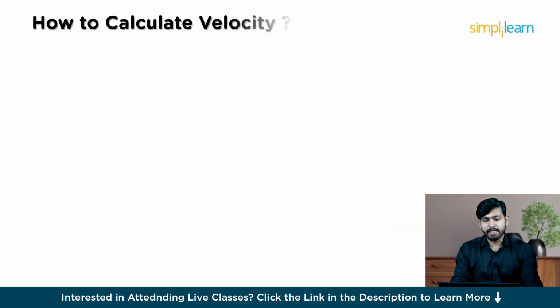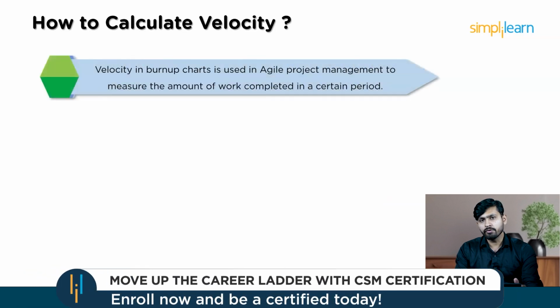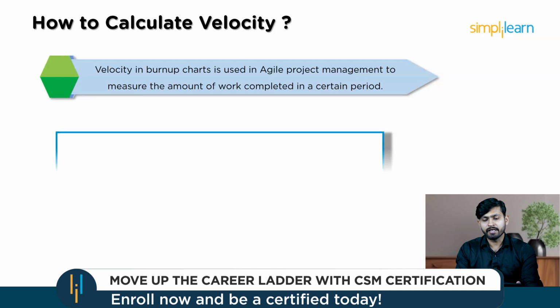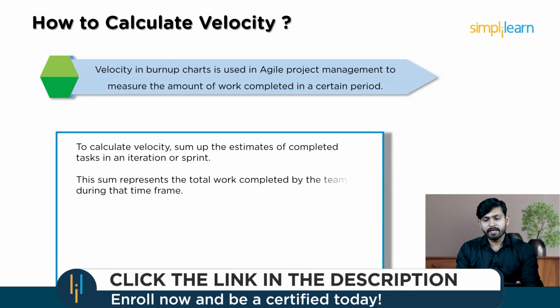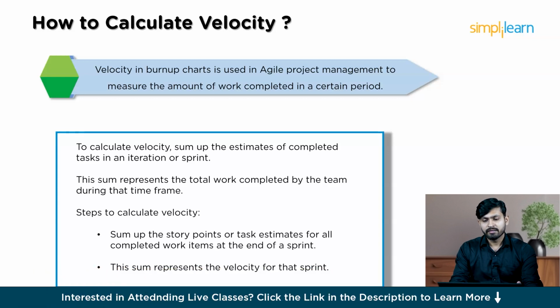Now we move on to the next topic, that is how to calculate the velocity. Velocity, in the context of Burnup charts often used in Agile project management, refers to the amount of work completed during a given period of time. To calculate velocity, you typically sum up the estimates of the tasks completed in a given iteration or sprint. This sum represents the total amount of work completed by the team during that time frame.